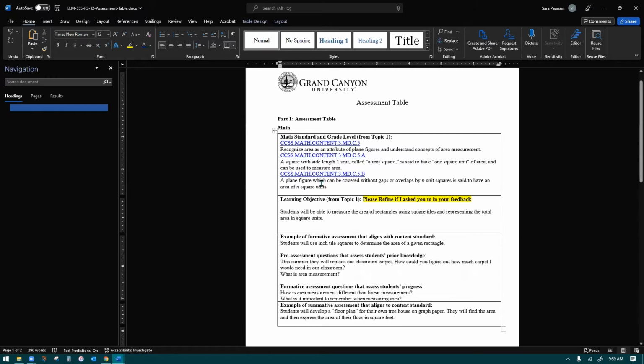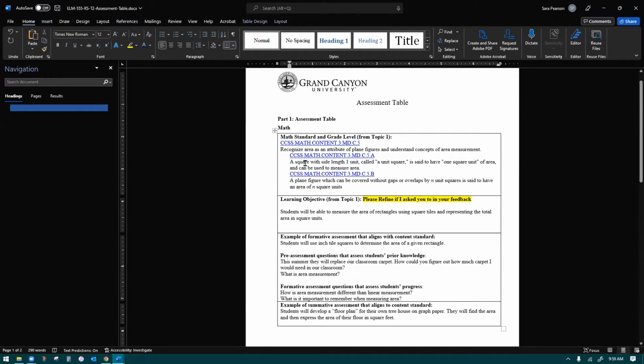All right. So when I first went over the topic 1 assignment, I had chosen this standard 3.MD.C.5, and it has 2 subparts, A and B. So I included those both here, but do note that these are part of this standard. They just get a little more specific for us. Now, this one was all about recognizing area as an attribute of plane figures and understanding the concepts of area measurement. And these are the 2 concepts of area measurement that they're really saying that the students need to understand.